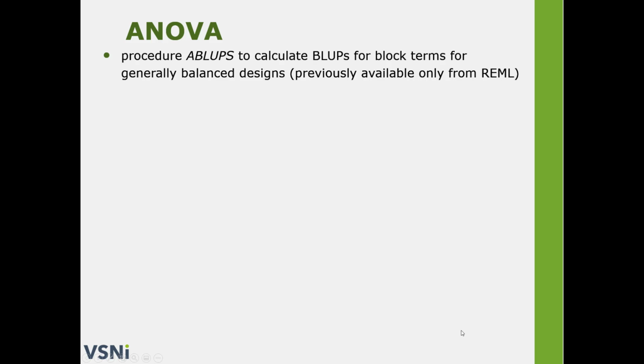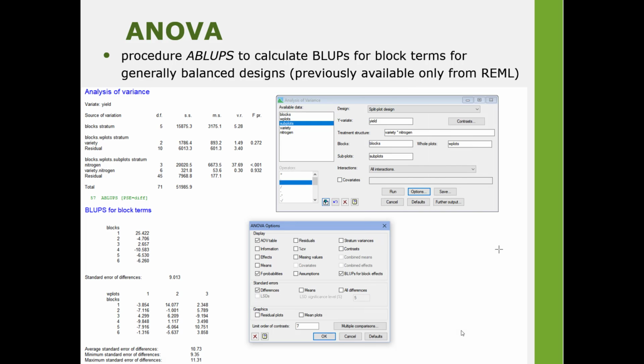Well, I'm going to start by looking at analysis of variance, which is my own area, of course. I've got a new procedure, ABLUPS, which will calculate best linear unbiased predictors for block terms in generally balanced designs. Previously, you could only get these from REML. So this is the one aspect of the output for generally balanced designs that ANOVA wasn't able to provide, that REML could provide. This shows it in action.